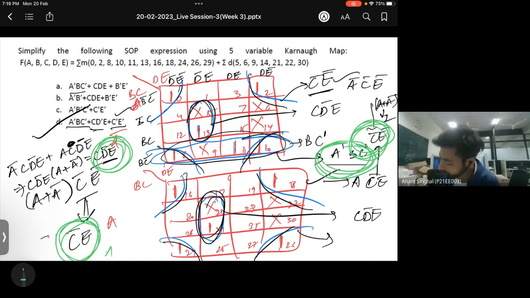So the final answer is A bar B C bar plus C D E bar plus C bar E bar. This is option D. Is it clear?